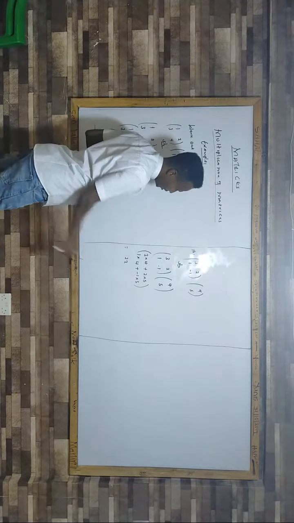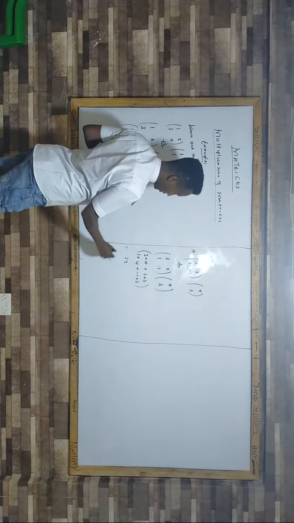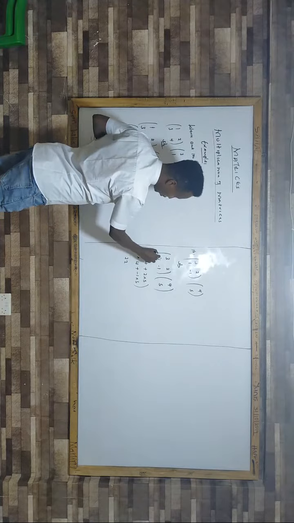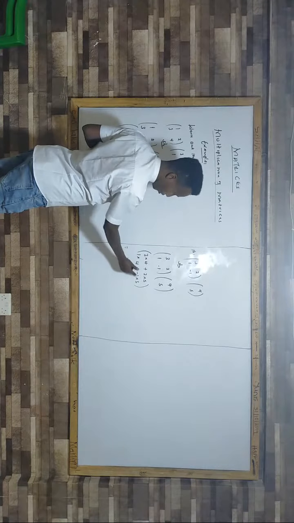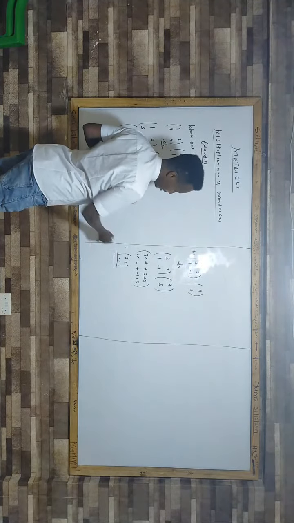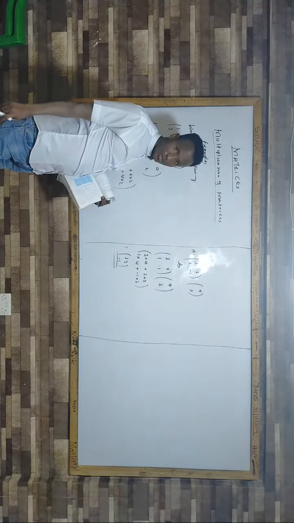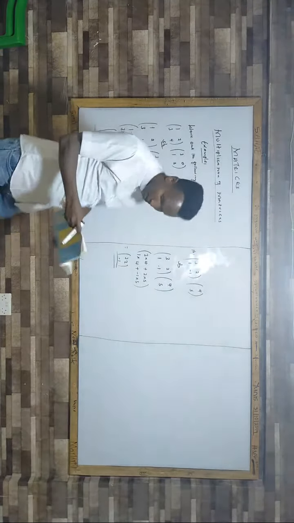22. It is this times this plus this times this. Don't forget that. So I'll be having this one: 1 times 4 is 4 plus negative 5 is negative 1. So this will be the final answer for your information. That's how you're going to solve this kind of questions in KCSE.